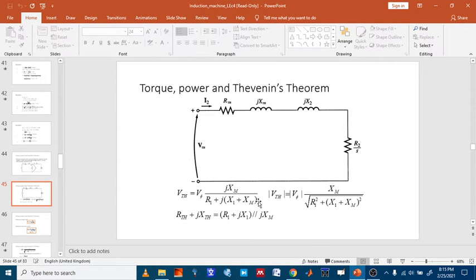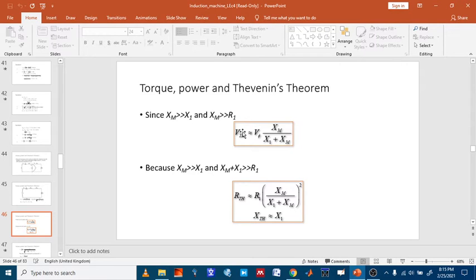This is the polar form. In terms of the magnitude form, VTH will be equal to the modulus of V phase times XM all over the square root of R1 squared plus (X1 plus XM) squared. That is the magnitude. You get it? Magnitude.